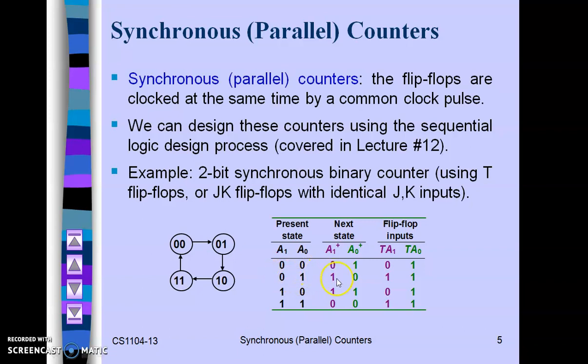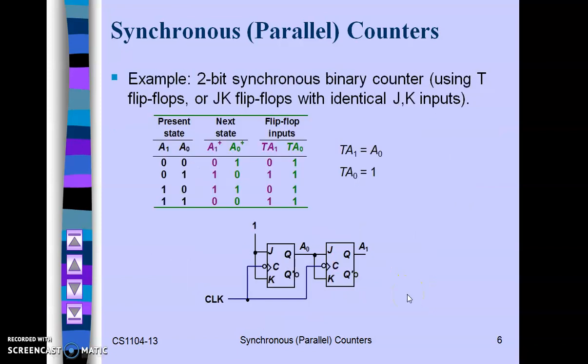Here in 01, TA1 gets toggled from 0 to 1, so the input for TA1 should be 1. And here A0 goes from 1 to 0, it once again gets toggled, so the input for TA0 should be 1. Like this we can find out the flip-flop inputs for the 2 flip-flops, and depending on that we can find out the logic for the input. Every time the input is 1, 1, 1 for the first flip-flop, but in the second flip-flop the input is inverted: 0 1 1 0 0 1, like this.